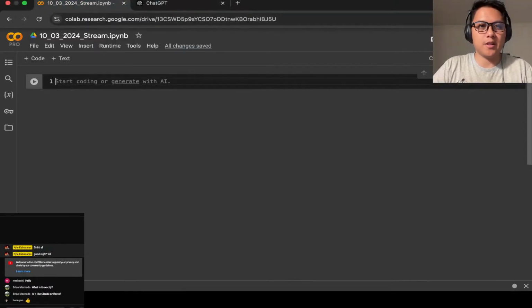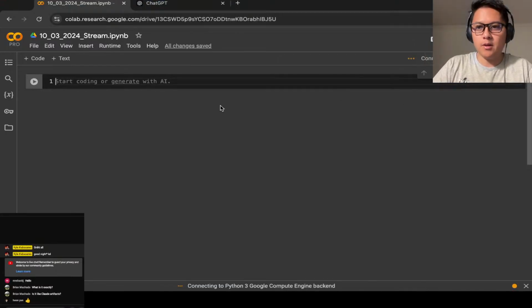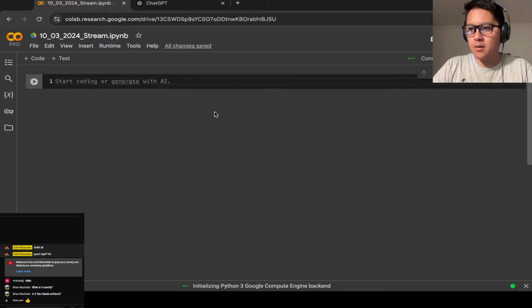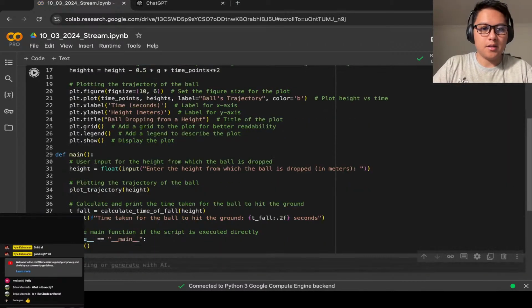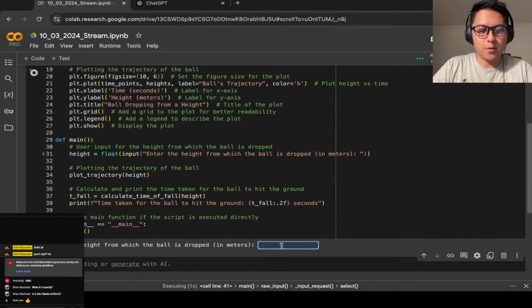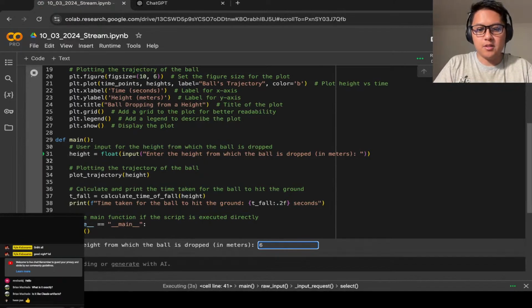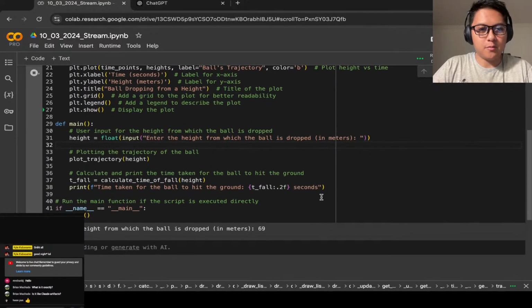So I've got Google Colab open just to play around with it. Hyun Yun, hey there, how's it going? Let's see, does this run? Enter the height from which the ball is dropped. Let's do 69 meters for no reason whatsoever.